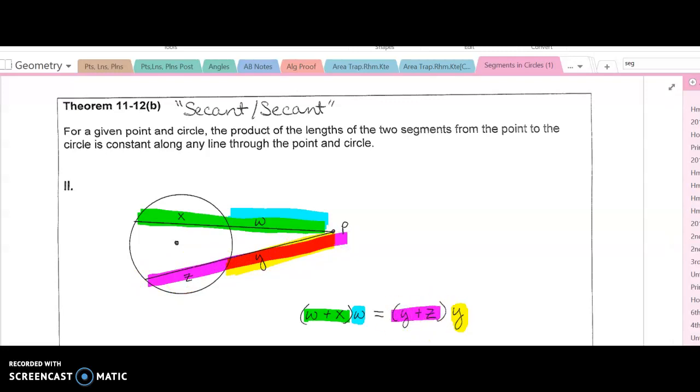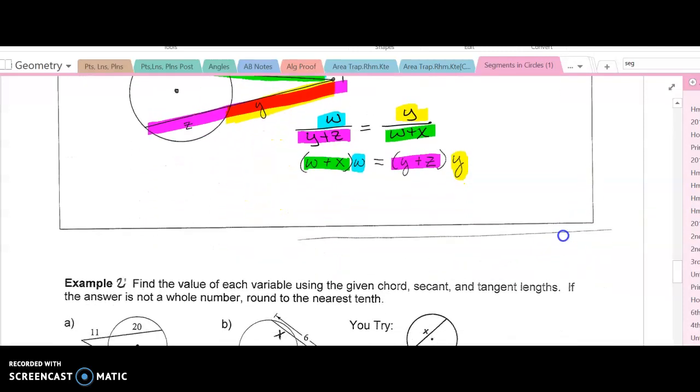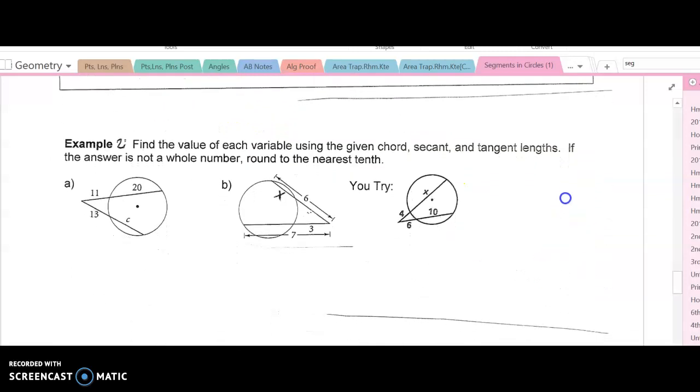Keep in mind that originally this was a proportion. Originally this was the proportion of W is to the whole other segment as Y is to W plus X. To me the proportion is harder to remember than the formula itself, but if you want to think about the fact that it cuts it proportionally, by all means.